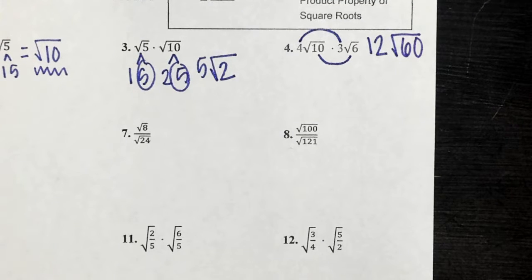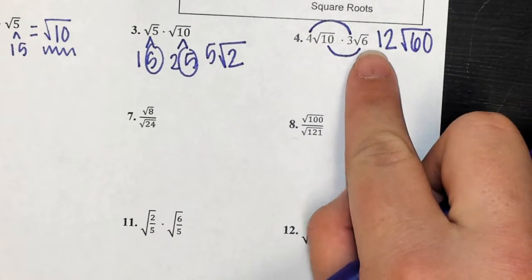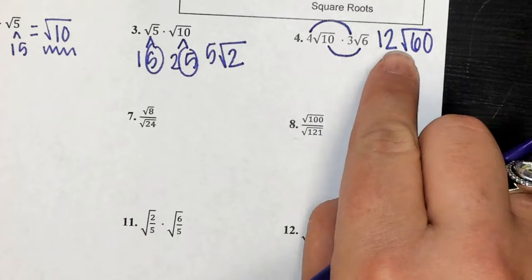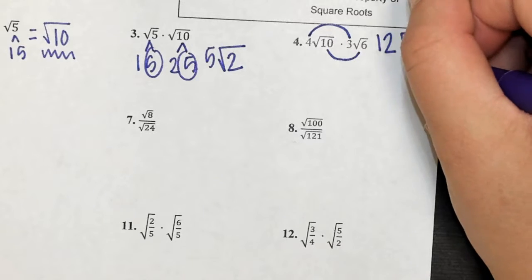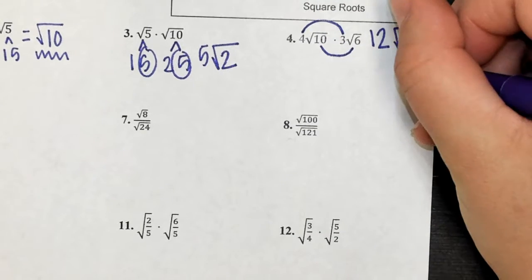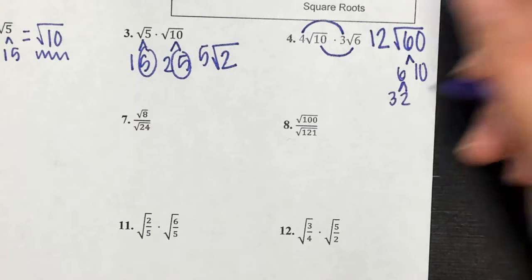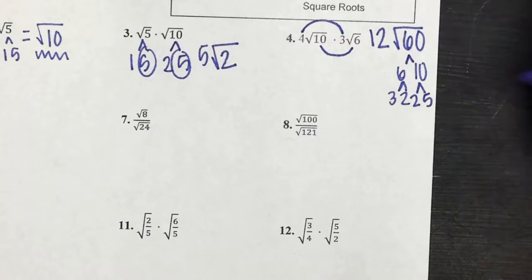Well, now we're back to step 1. We have to simplify them now. I can only multiply outside by outside, inside by inside. So I got 4 times 3 is 12, 10 times 6 is 60. So now we're back to like our homework last night. We have to simplify it. Well, this breaks down to be 6 and 10, and then 3 and 2. 10 breaks down to be 2 and 5.